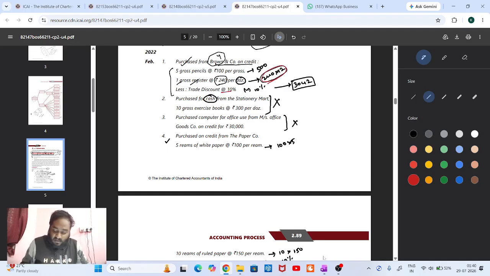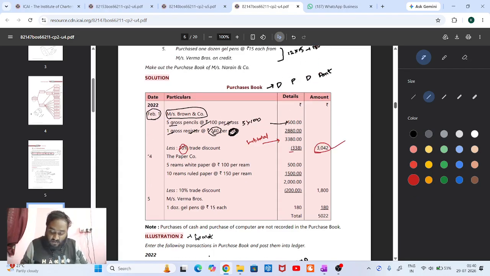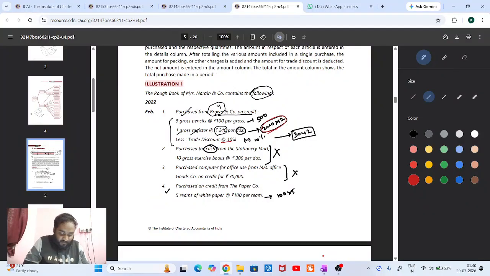Less trade discount. Trade discount comes last. I mean, based on the total subtotal, you subtract 10% of the subtotal, and this is the amount. Okay. Now, the second point. Purchased for cash. Oh my God, cancel this. Purchased computer. What do you mean computer? It is an asset. Cancel this.